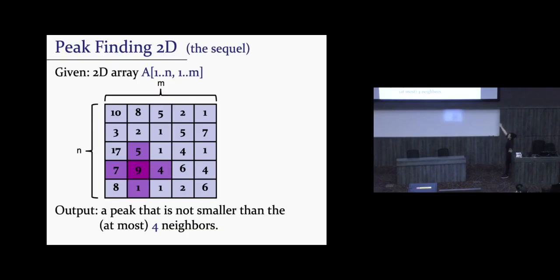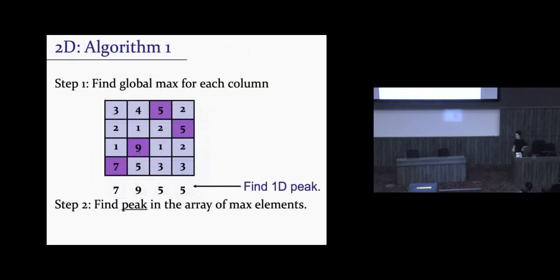And of course, the fact that I'm bringing this up now probably means that we want to use this binary search idea somehow, right? So algorithm 1, let's propose the following. For each column, let's first find the global maximum value. So for example, column 1, the global maximum value here is 7. Column 2, the global maximum value here is 9. Column 3, it's 5. And column 4, it's 5. Yeah? So now that we found all of the maximums, now let's find the peak, right? So I collect all of the maximums into one array. That's one-dimensional. And now I run the peak finding algorithm.